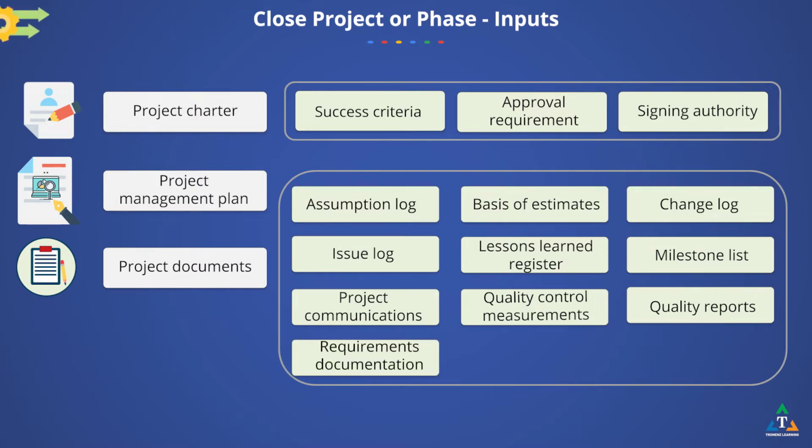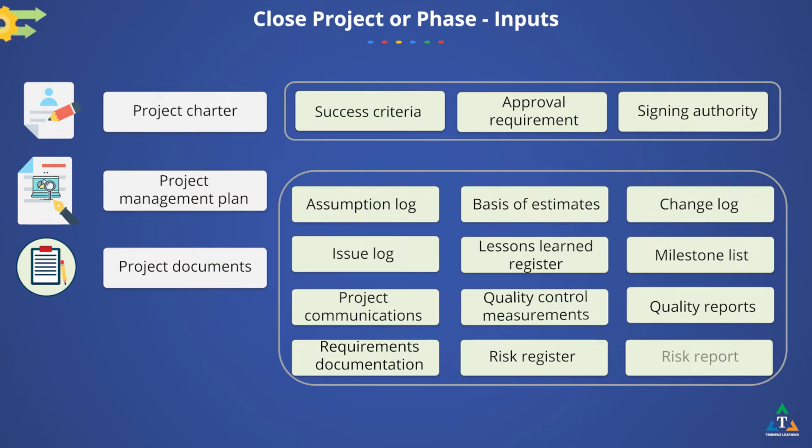The requirements document is used to demonstrate compliance with the project scope. The risk register provides information on risks that have occurred throughout the project. The risk report provides information on the risk status and is used to check that there are no open risks at the end of the project.